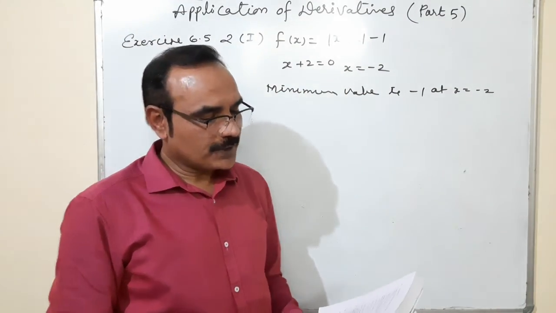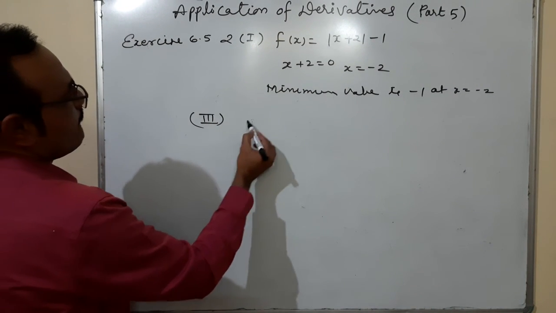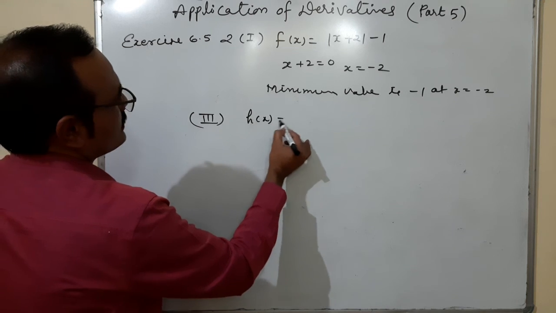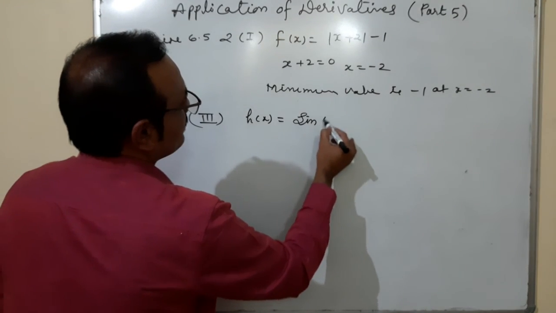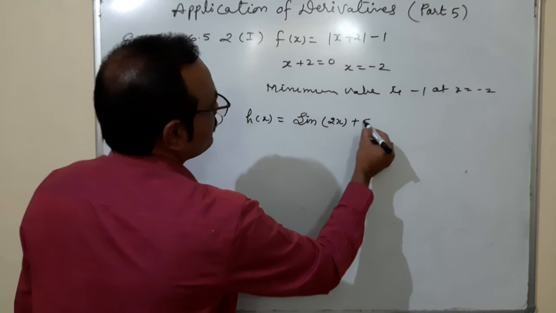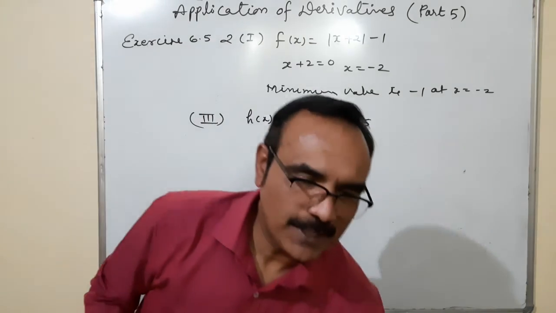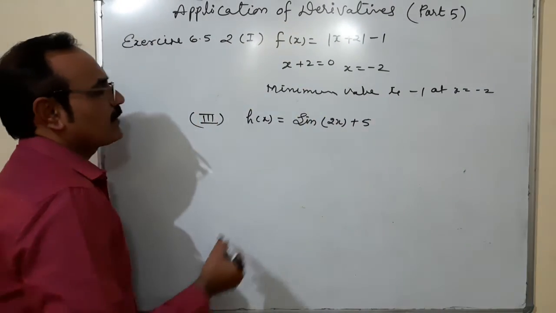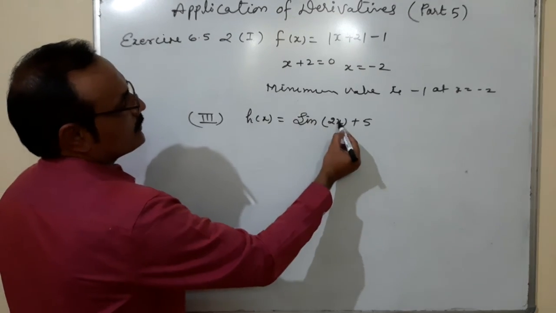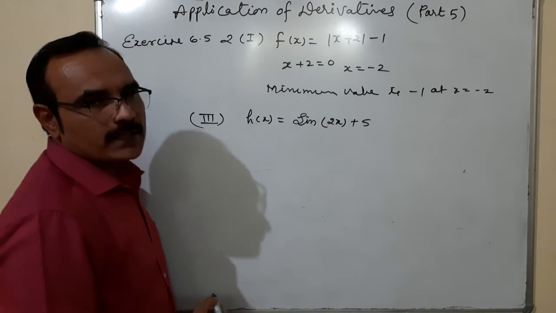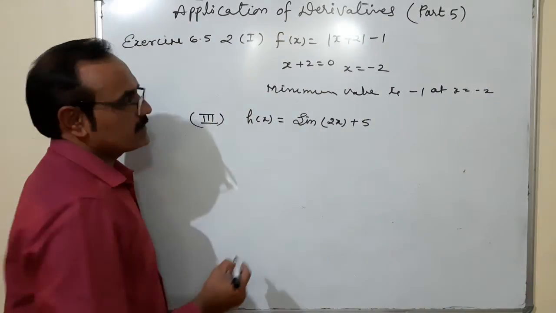One more question of it, that is the third part. h of x function is equal to sine 2x plus 5. It's a very interesting question. Here we are able to get both the values, minimum and maximum. Minimum and maximum, both the values are possible. Because one thing we know that sine lies between minus 1 to plus 1.